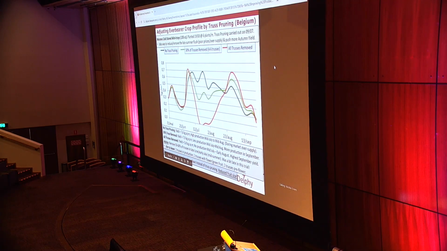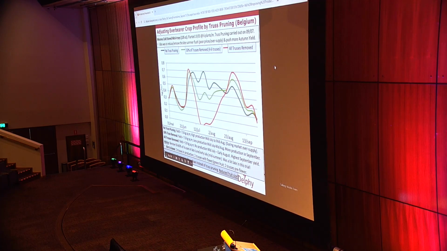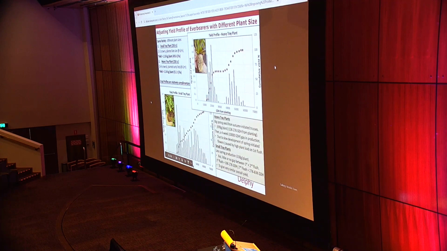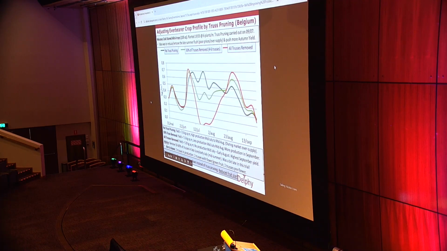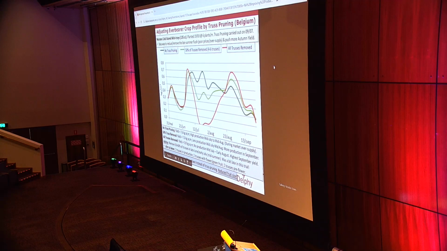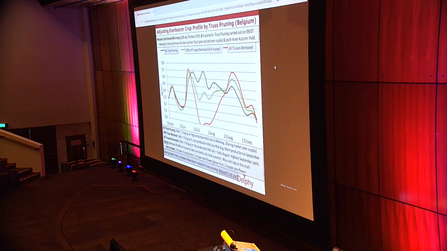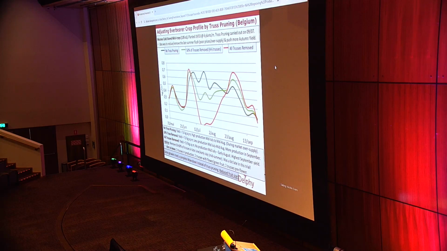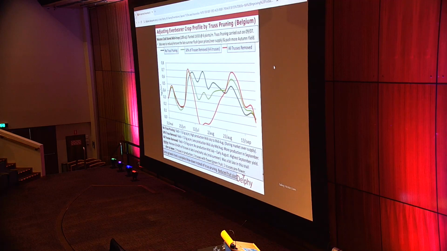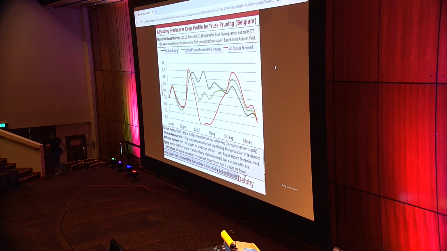So adjusting everbearer cropping profile by truss pruning. This was done in Belgium on Murano cold stored mini trays, 135 cc. These were planted in the middle of March, 6 plants per linear meter, and truss pruning was carried out on the 9th of July.